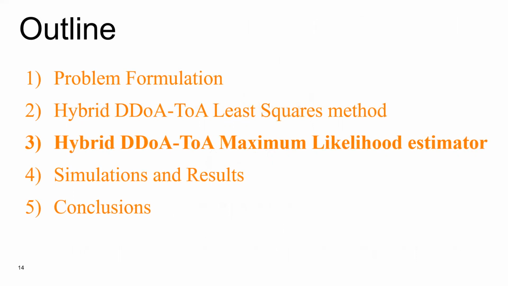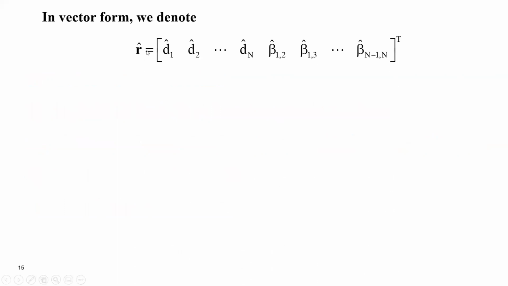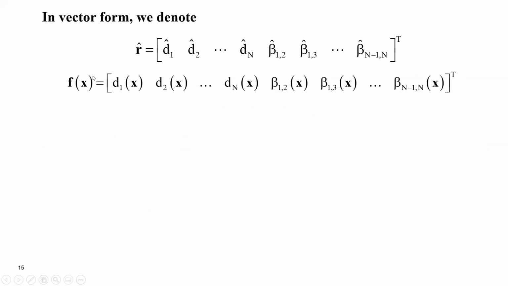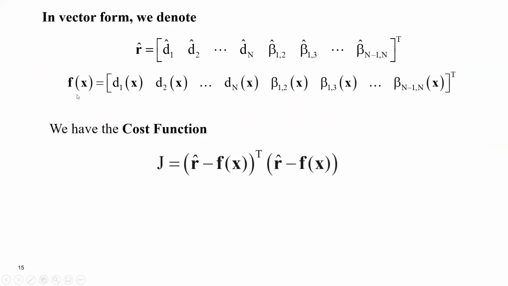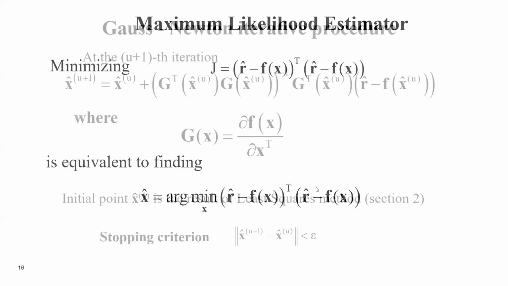We propose the hybrid DDoA-ToA maximum likelihood estimator. In vector form, we denote this vector r hat, and this vector f with the variable x. Now we have the cost function. This is the cost function. Our task is to minimize the cost function, and it is equivalent to finding the x that minimizes this value.